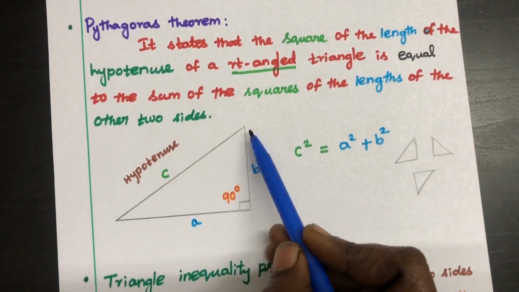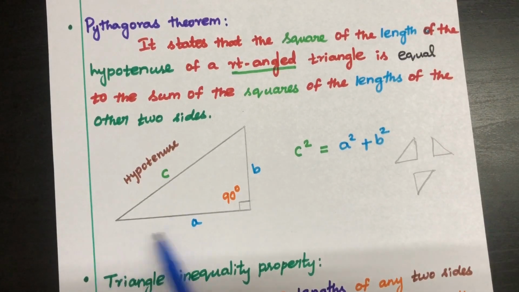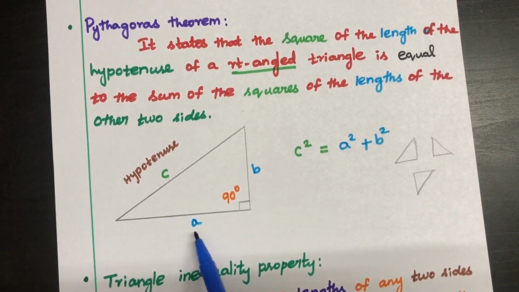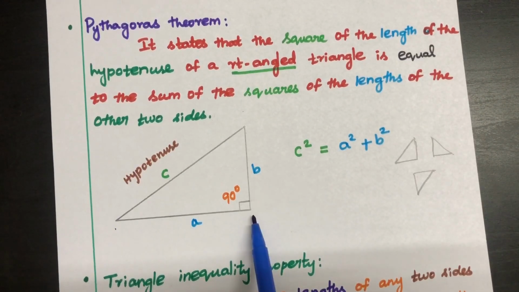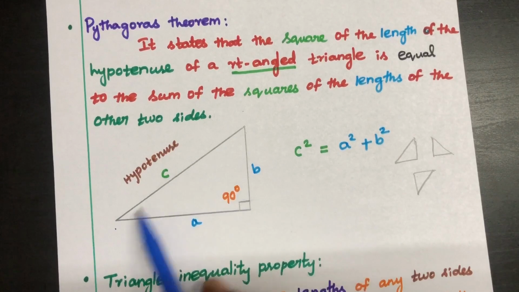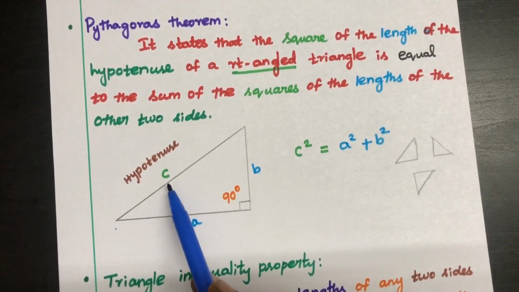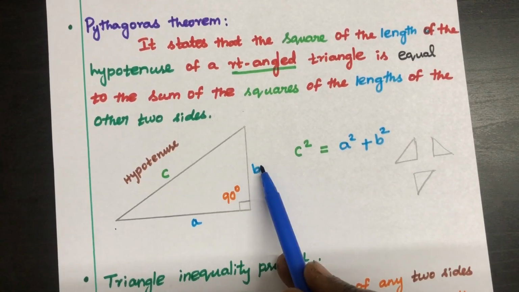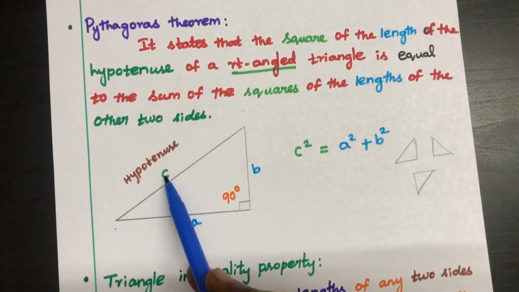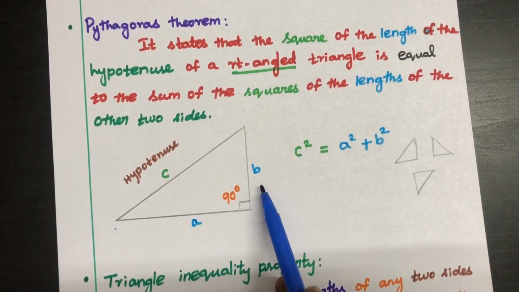See, the length of this hypotenuse is C. The lengths of the other two sides are A and B. These are lengths, not sides. Here they have mentioned A as the length of this side, B as the length of this side, and C as the length of the hypotenuse. So the square of the hypotenuse length is equal to the sum of the squares of the other two sides. So C square is equal to A square plus B square.